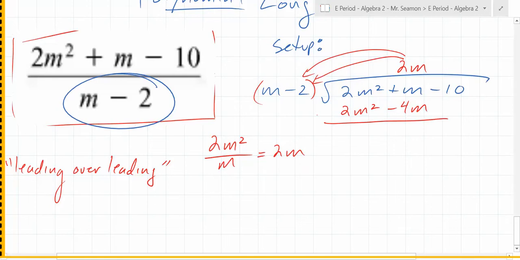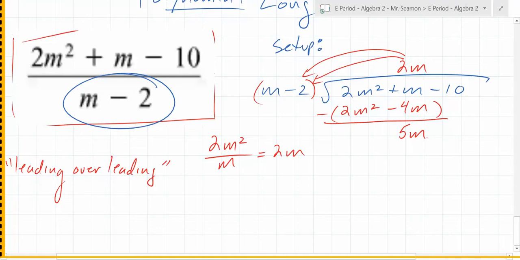Subtract. You subtract the whole thing, remember. What's 2m squared minus 2m squared? 0. So this goes away, which is what we want. What's m minus negative 4m? None of you said the right answer. 5m.